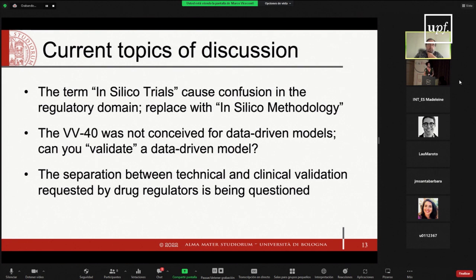There are still major topics being discussed. For example, recently we realized that the term in silico trials, which sounds very elegant in the general conversation where the word trial means experiment, in the specific regulatory context is misleading, because in the regulatory context, a trial is an interventional clinical trial. We are now starting to use different terminology. We call it in silico methodologies.